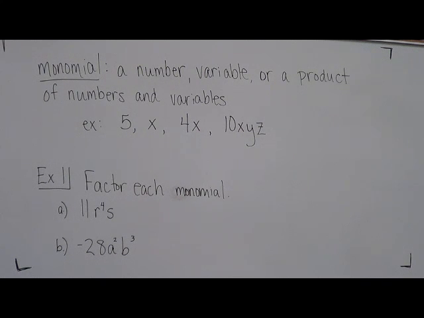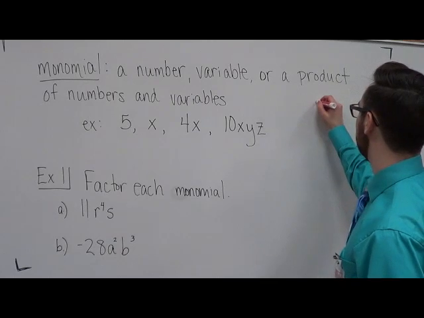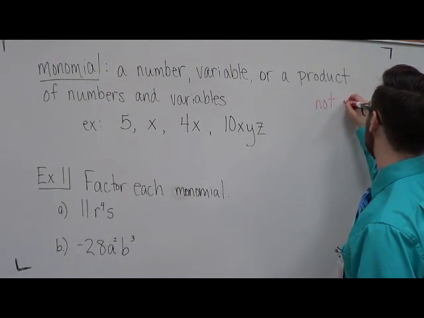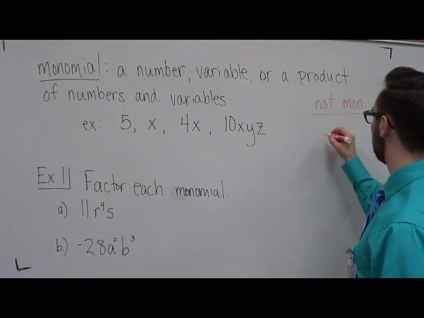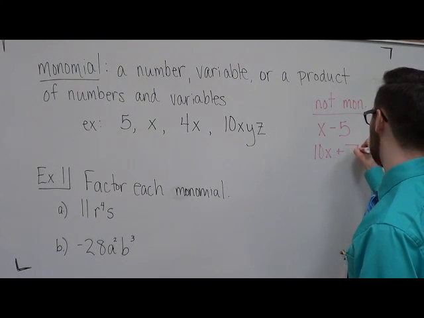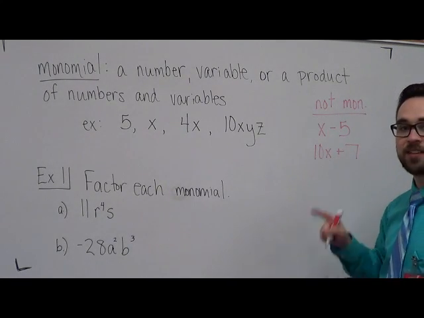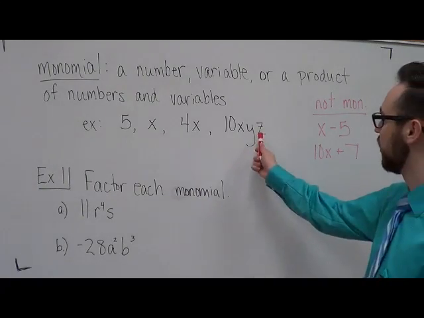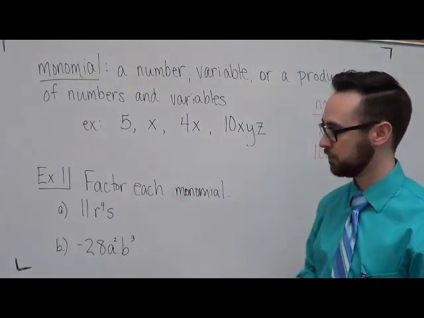So anything that you're multiplying together is a monomial. So for instance, 5, simply a monomial. X, monomial. 4x, because you're multiplying those two, it's a monomial. 10xyz, doesn't matter how many you have, as long as you are only multiplying, it's a monomial. If I start to add things, so if you want to write these down, you could say not monomials. And this would be x minus 5, 10x plus 7. Because there's addition and subtraction, that does not count as a monomial. It has to be multiplication or just simply a number or a variable.